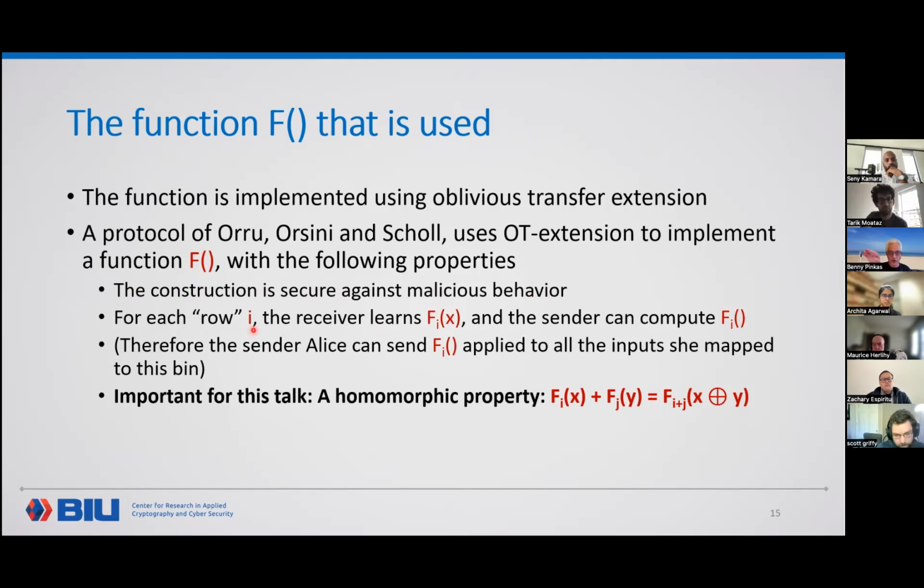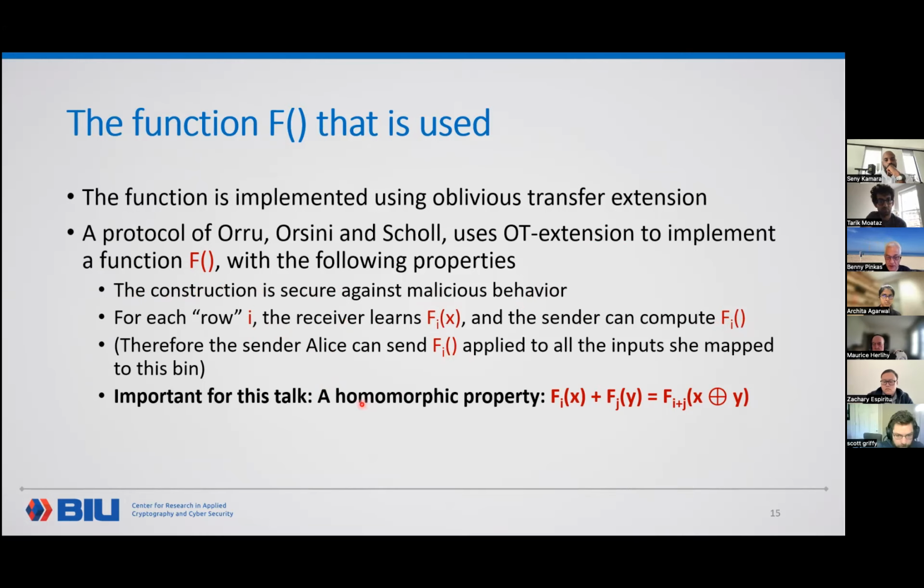For each row of this table, the receiver Bob learns f_i of x. So we have a special key per row. And the sender can compute f_i on any input. Therefore, Alice can send f_i. So there's a different key per row. And she can send f of that row applied to all the inputs that she mapped to that row.